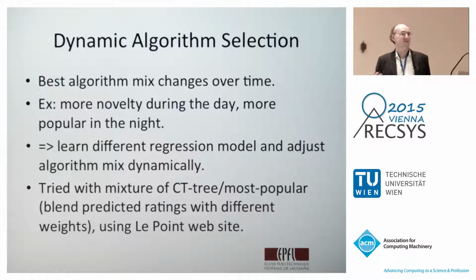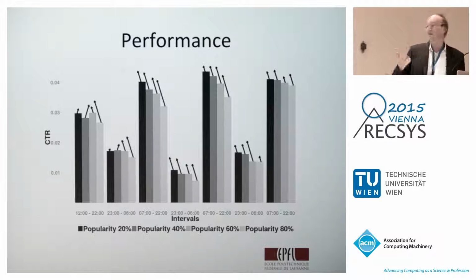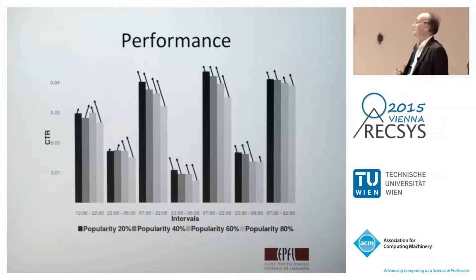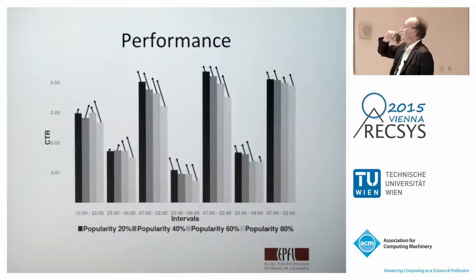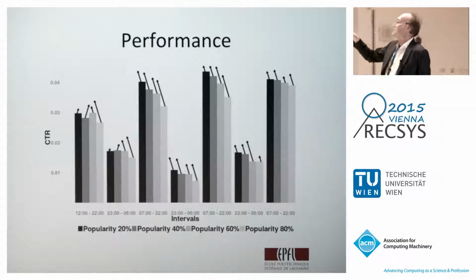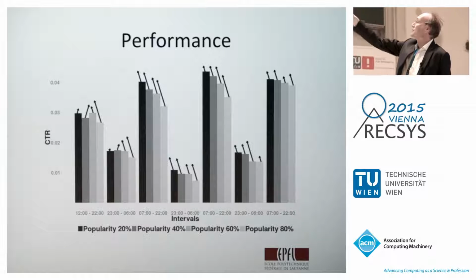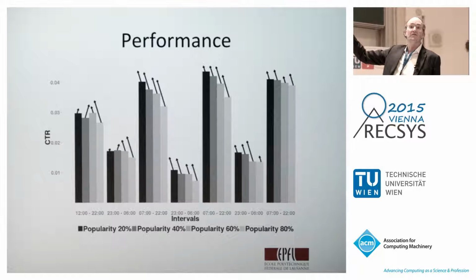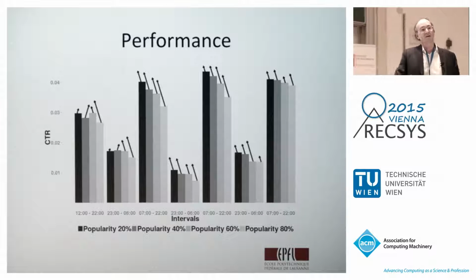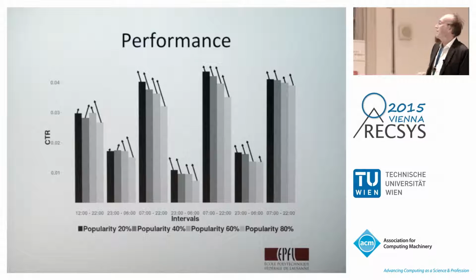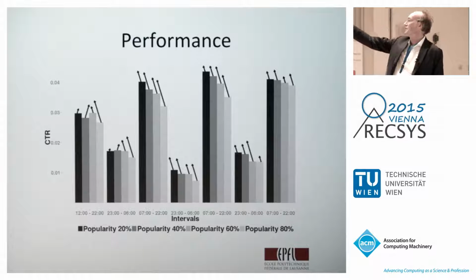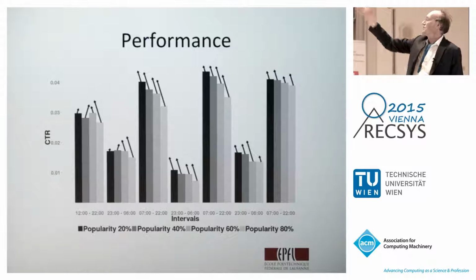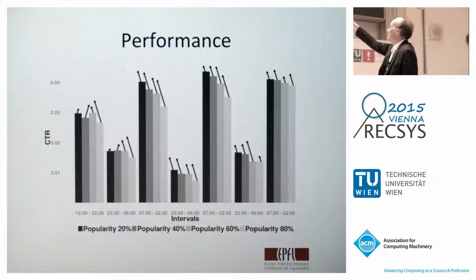It's more ambitious because we need to run this regression more continuously. But we did that with Le Point, and it's more of a preliminary test, which was only done on 4 days of data. So what we show here is the click-through rate for different mixtures of context tree with popularity. So we make a mix of recommendation criteria, and we count popularity with 20, 40, 60, and 80%. That's from left to right always. And this is done in different intervals.